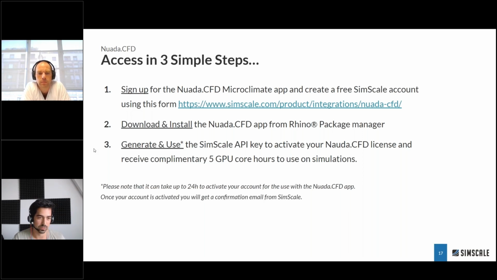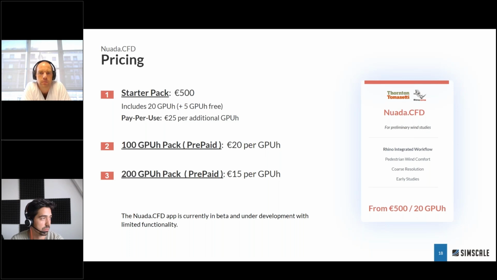And from then on, you basically have a packaged approach. So you start with a starter package of 500 euros. With that, you can get 20 additional GPRs plus the 5 you already get for free for signing up. And then for each single GPR, you can pay 25 euros, or you can get them in bulk packages, which obviously reduces the price per GPR.